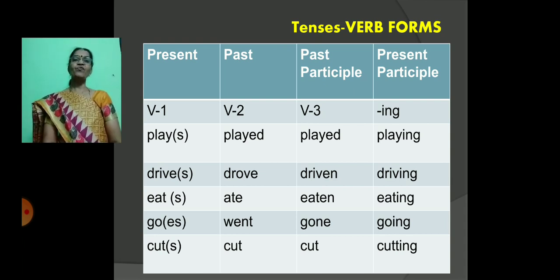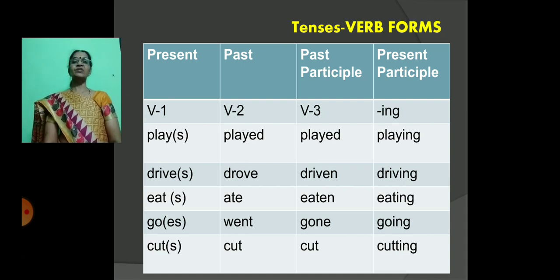Now we have got four verb forms here, that is present, past, past participle and present participle. Now for present we call it as V1, for past we say V2, for past participle we say V3 and for present participle we say verb plus ing. So here now, for example, I have taken the word play. For this verb, we have added S in bracket.